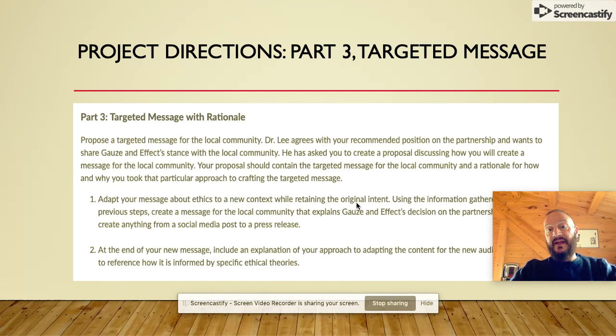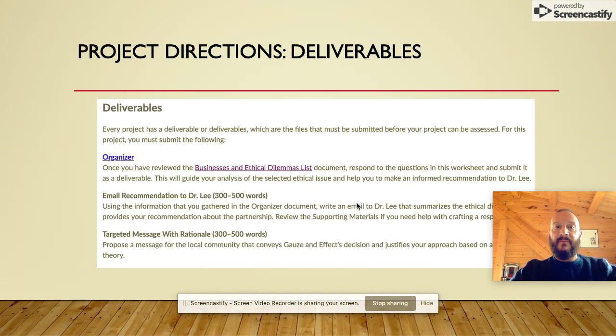Then, for the next part, at the end of the message, you'll explain in more precise language the ethical reasoning that Cause and Effect has used to arrive at its decision. Here, you'll want to go back to your answer from question 5 of the organizer to identify the specific ethical theory you've selected and then explain how it informs Cause and Effect's decision.